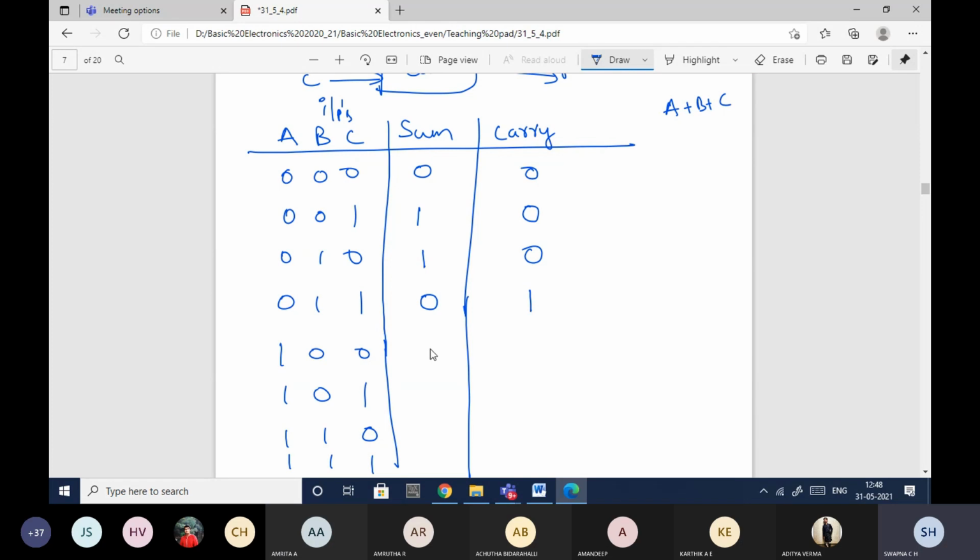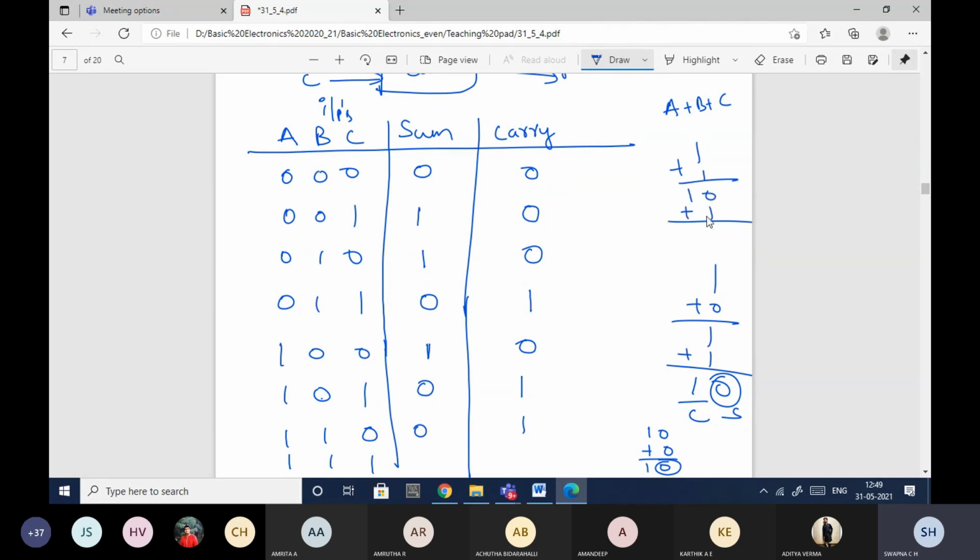Okay, next. 1 plus 0 plus 0 is 1. Sum is 1 and carry is 0. Next, 1 plus 0 is 1, plus 1 again, so 1 plus 1 is 1, 0. So sum is 0 and carry is 1. Next, 1 plus 1 is 1, 0. 1, 0 plus 0 is 1, 0. So sum is again 0, carry is 1. Now coming to the last one, 1 plus 1 is 1, 0. 1, 0 plus 1 is 1, 1. 1 is the sum and 1 is the carry.